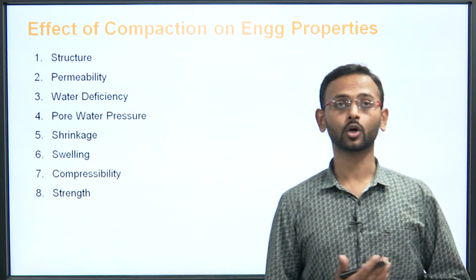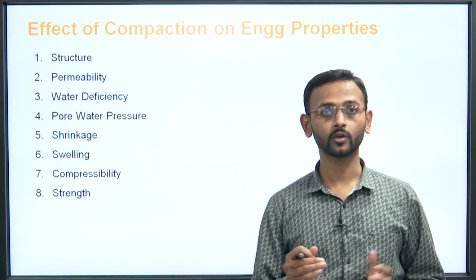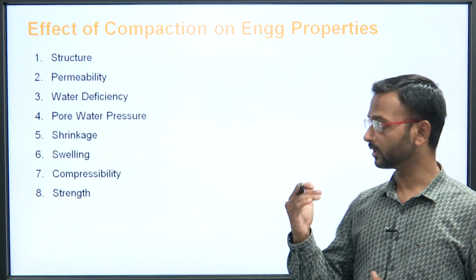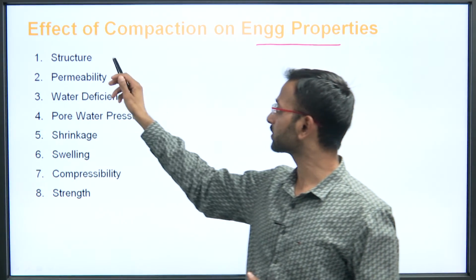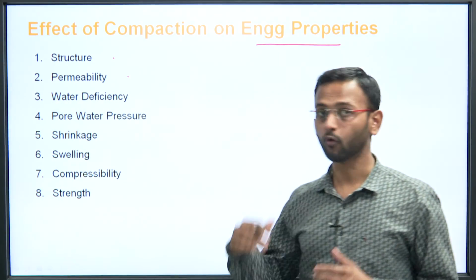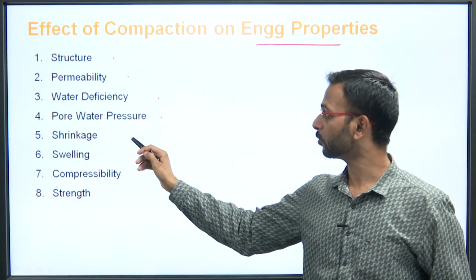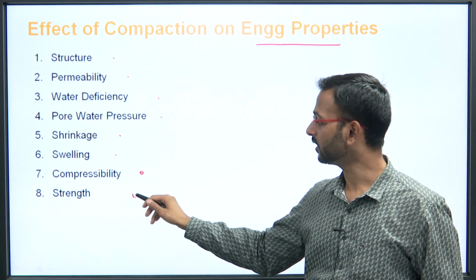Now we will be looking at a new area. We will be studying the effect of compaction on the engineering properties. So what are the engineering properties that will be getting affected here? The structure, the permeability, water deficiency and the pore water pressure. Then we talk about the shrinkage and swelling, then the compressibility and the strength.